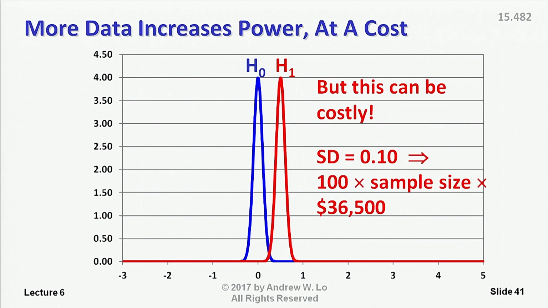So if you try to increase the sample size by a factor of 100, you've got to multiply 100 times your sample size times $36,500 per person. There's no way you can do this. It is way too expensive. And that's where the third variable comes in: size, power, and cost. We don't have infinite resources, so we have to balance all three of those considerations. And ultimately, when we design a trial, we're trying to balance those three.